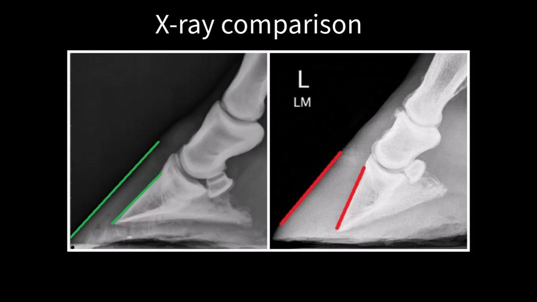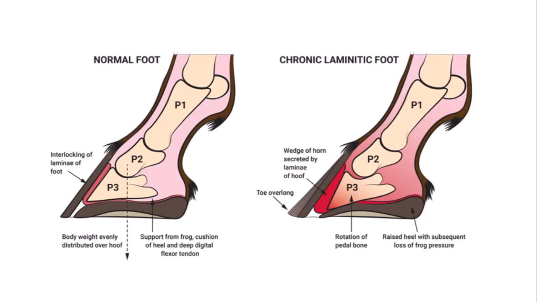Here you can see an X-ray comparison. Left is a healthy hoof, and on your right is a P3 or coffin bone rotation, which has resulted in laminitis. And then let's move on.